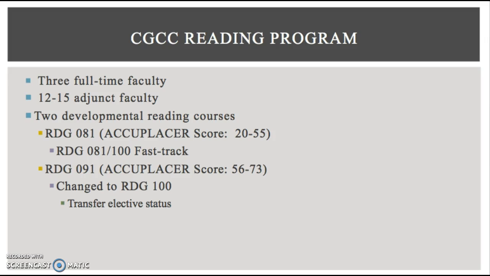We have 2 developmental reading courses, O81 and O91. With this course curriculum change, we are accelerating our O81 course to an O81 100 fast track, which takes students through 2 courses in one semester. Our Reading O91 course is being replaced with a Reading 100 course that is new to our district. And the beauty about it is that it has a transfer elective status. So that was one impetus for us in changing this course.